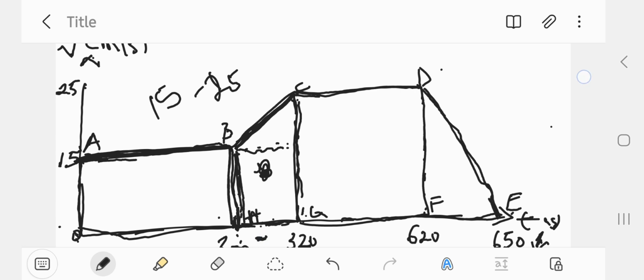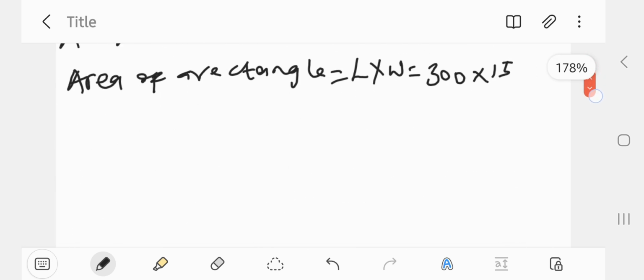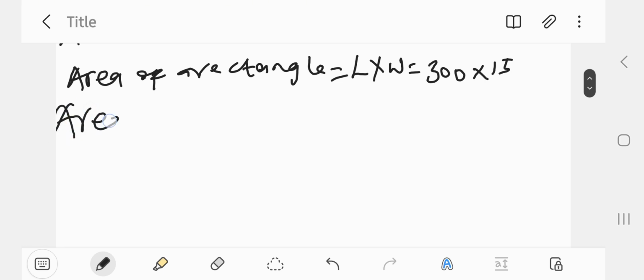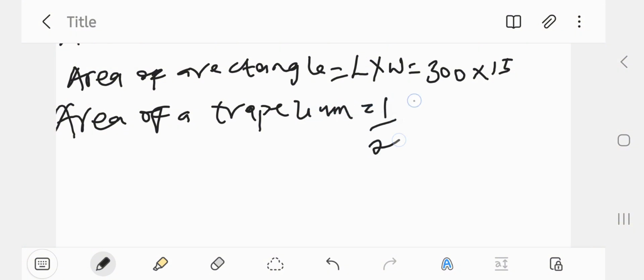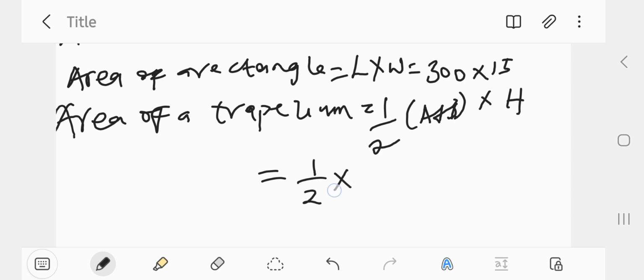So we're going to have the area of a trapezium, which is equal to 1 over 2 bracket A plus B times H. A plus B denotes the height on top and down, which is going to be what? 1 over 2 times our A is 15, our B is what? 25. Then multiply by the height, which is what? 320 minus 300, and that's going to give us what? 20.